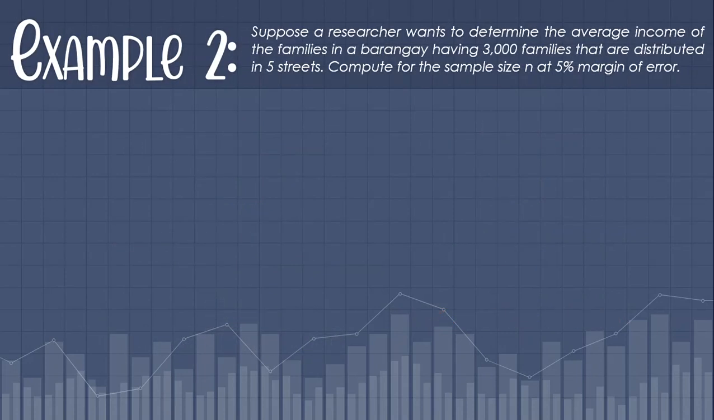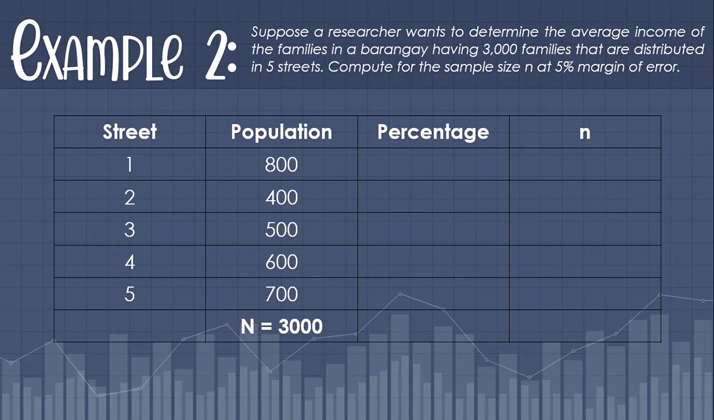Now that we have already determined the total sample size, how can we now get the sample size from each street? Now let's say that in street 1 we have 800 people. In street 2 we have 400. In street 3 we have 500. In street 4 we have 600 people, and in street 5 we have 700, with a total of 3,000 as the barangay's population.